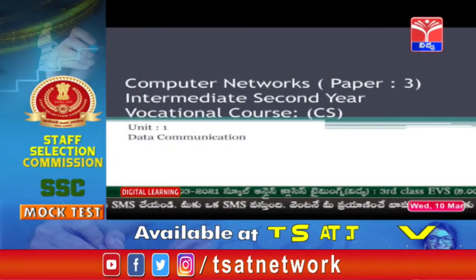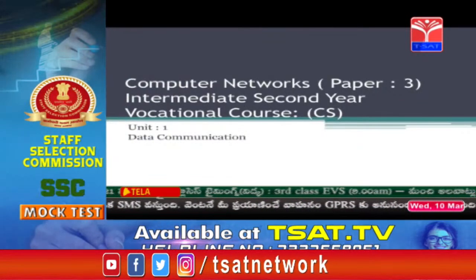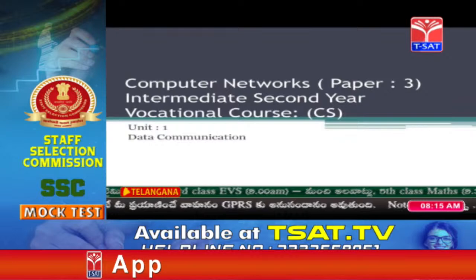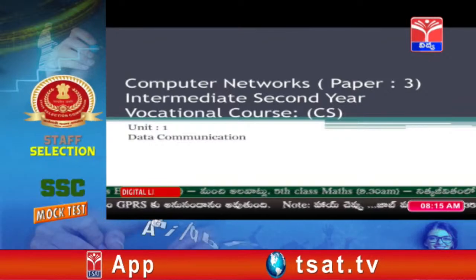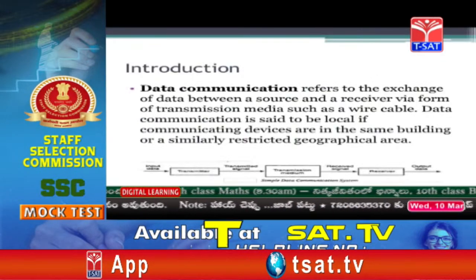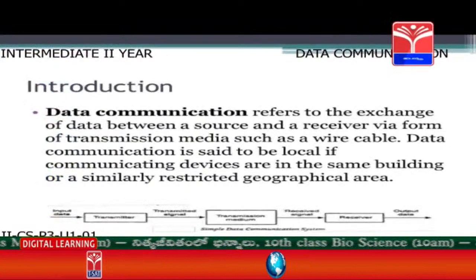About different transmission modes. Last but not the least, uses of multiplexing. So let's come to the topic.